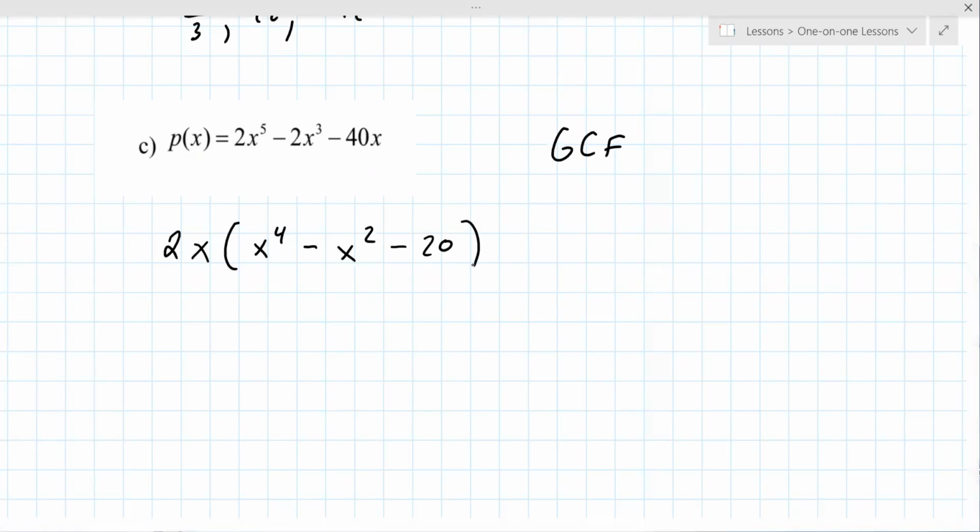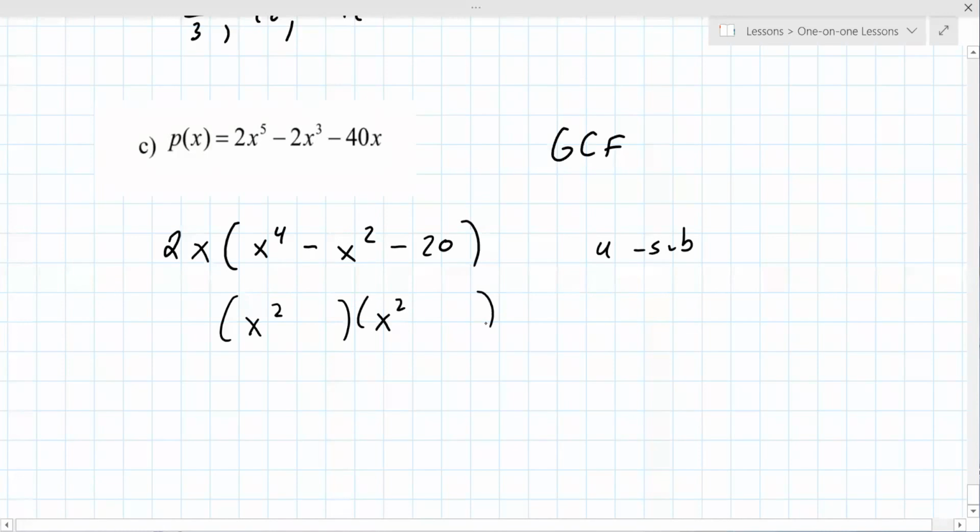Sometimes this type of factoring is called a U substitution. We're just going to do it the way you've always done, which is when there's a 1 in front, 2 numbers that multiply to -20 but add up to -1. So that's your -5 and your +4. Those add up to -1.